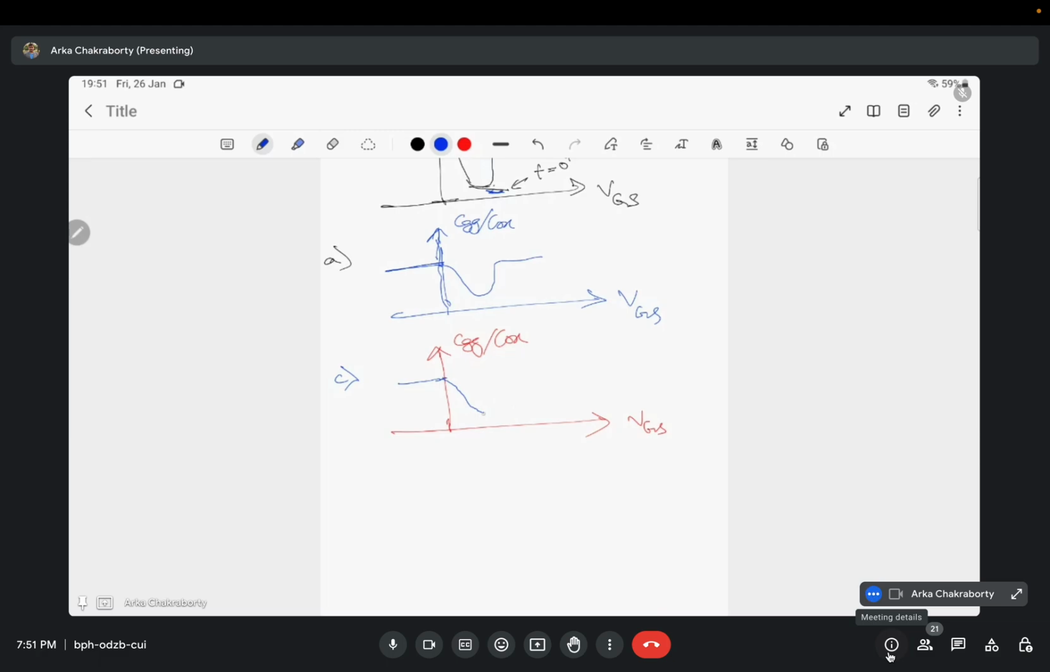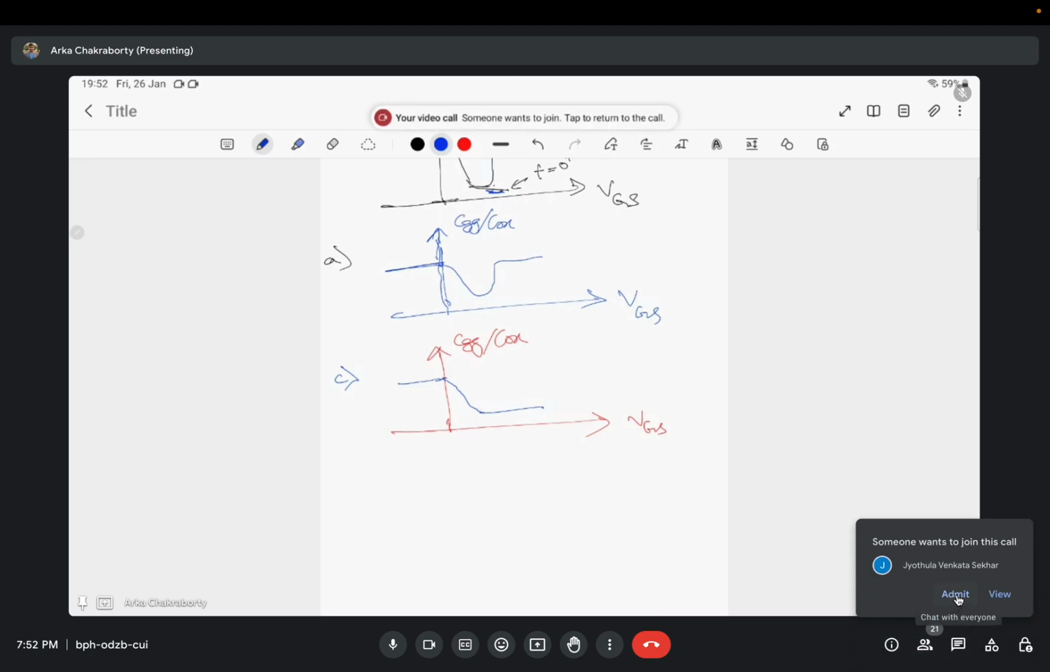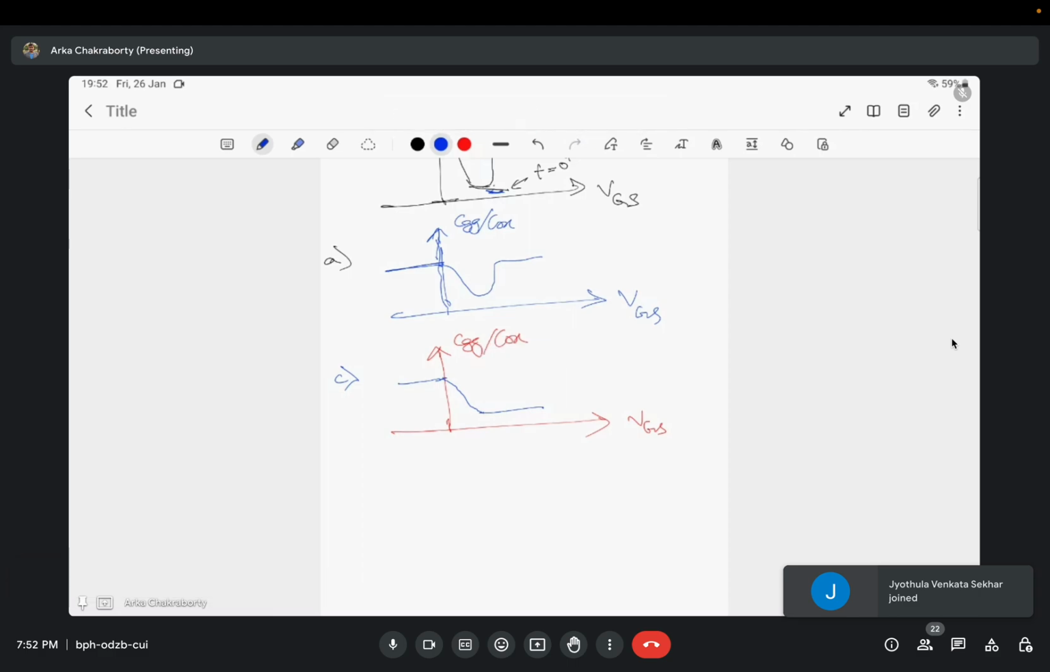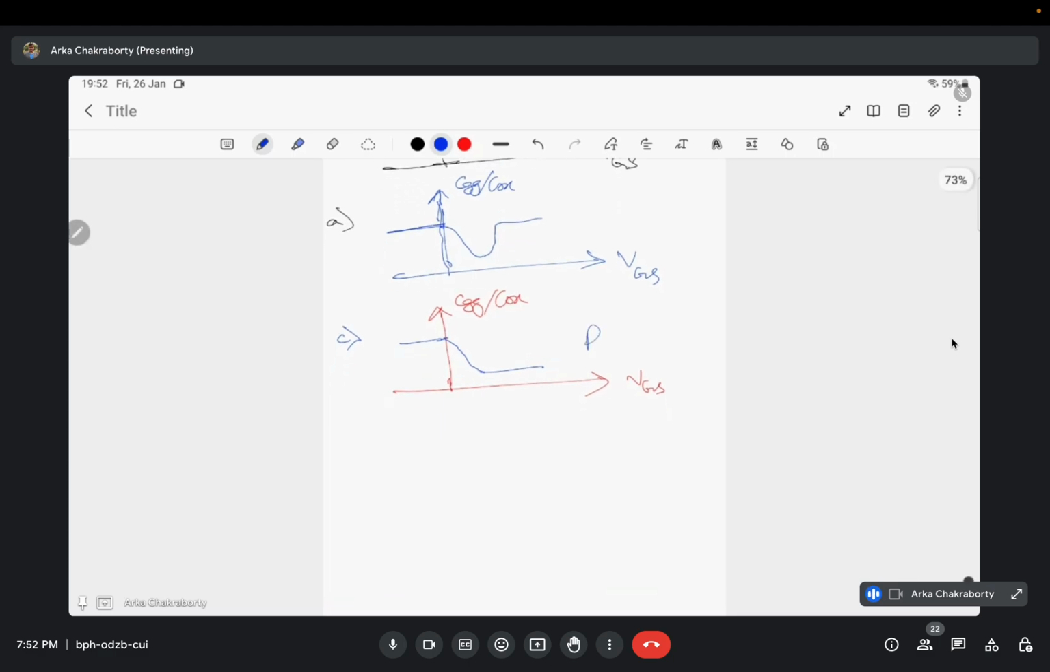What I will get is this, because my channel is not formed here. The channel is not formed here because the electrons are already swept by the VDS. Even if the channel is formed, it is formed partially. Channel cannot be formed here. So this is the condition of reverse bias, and that is the condition of forward bias.